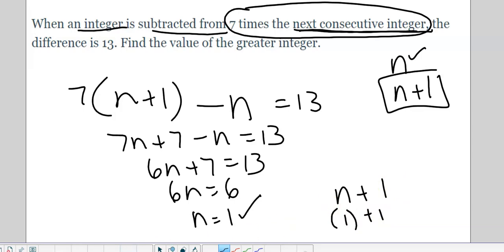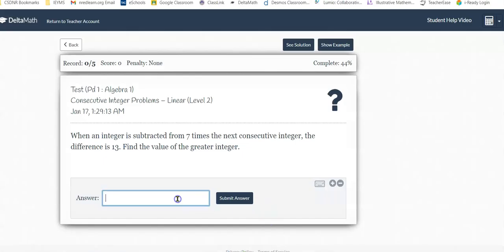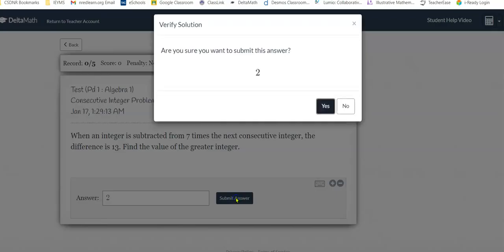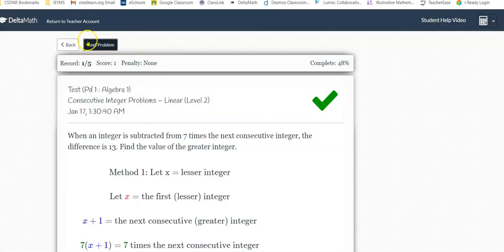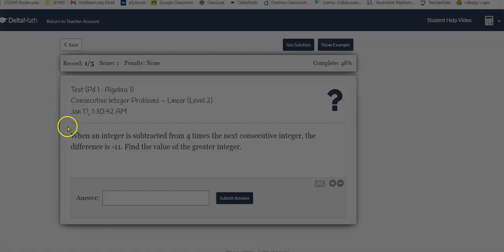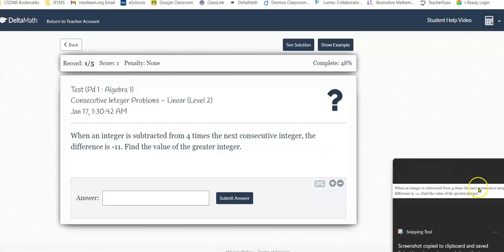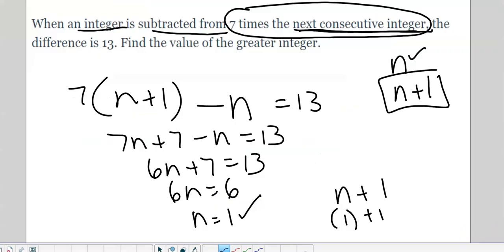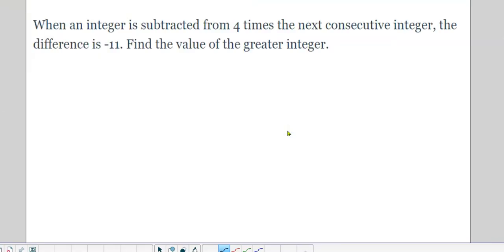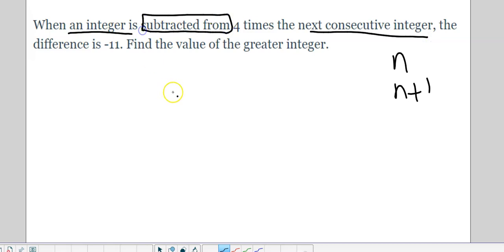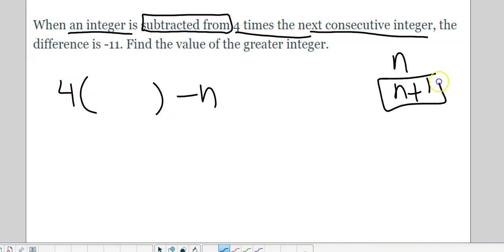Okay, pause if you need to see that a bit longer. So 2. Sweet. Let's try this one more time. When an integer is subtracted from 4 times the next consecutive integer, the difference is -11. So, same issue as before, next consecutive. An integer is subtracted from, that means this, 4 times, that means this. The next integer, that means this.